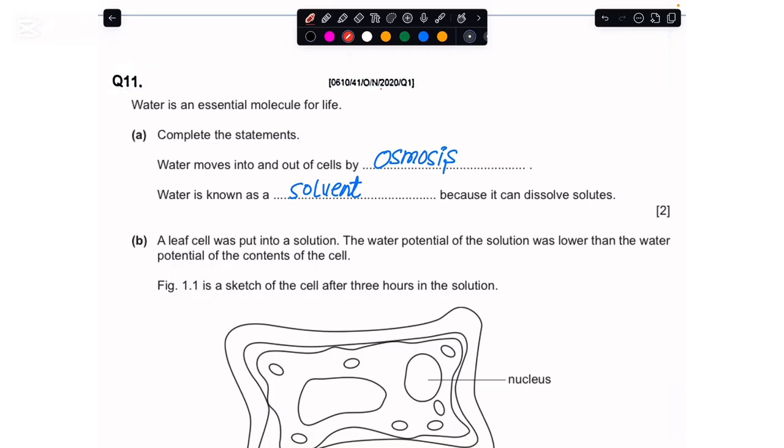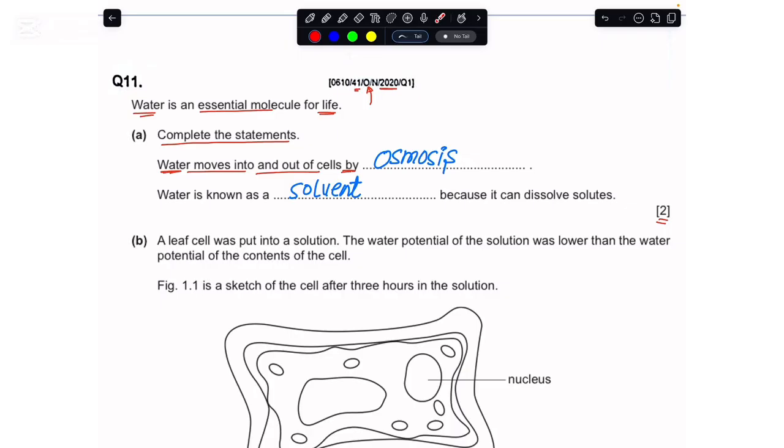This came in the year 2020 for October, November, and the variant was 4.1. And they say water is an essential molecule of life. We are required to complete the statement, and the marks are 2. Now they are talking with respect to the movement of the water, and they say water moves into and out of cells, and we know this is always with the help of osmosis.